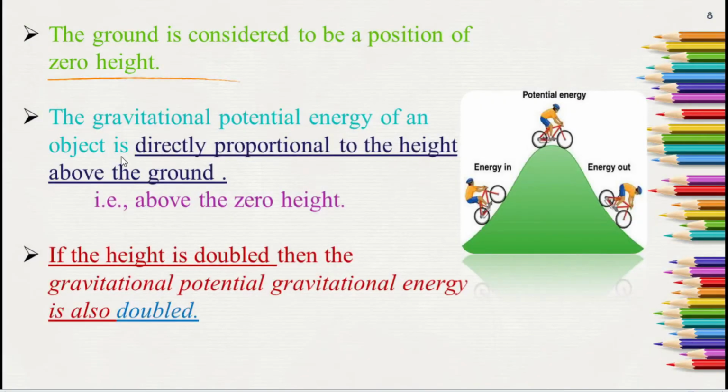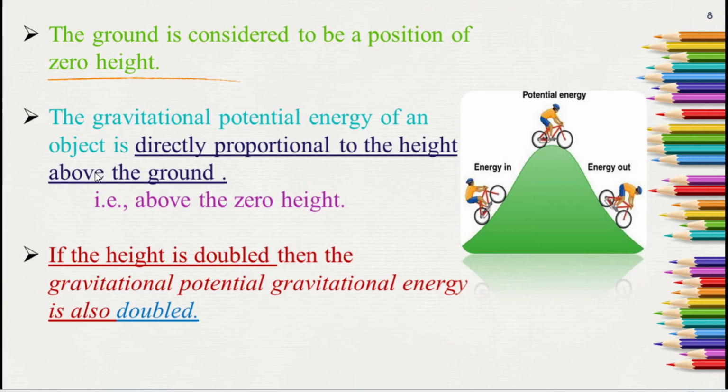Students, next, the ground is considered to be the position of zero height. You can see this picture. When the person climbing starts to climb the mountain, the beginning point is the zero height. They started from this zero height. When they start climbing the hill, they start to gain energy. When they reach the top of the mountain, the object has potential energy.